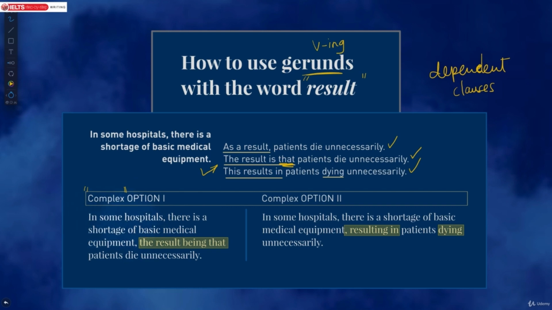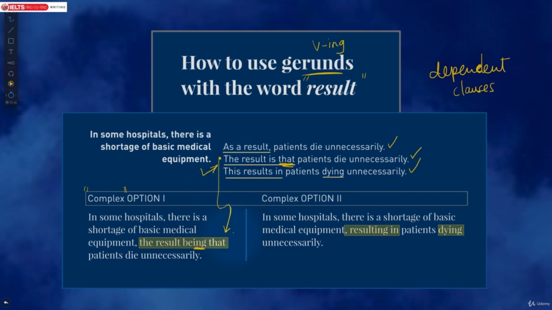Right, so let's have a look at complex option number 1. In some hospitals, there is a shortage of basic medical equipment, the result being that patients die unnecessarily. Notice it's not this results being, it's the result being. And so as a result, and the result is, so I don't know why I connected those two. This one is for this one here.